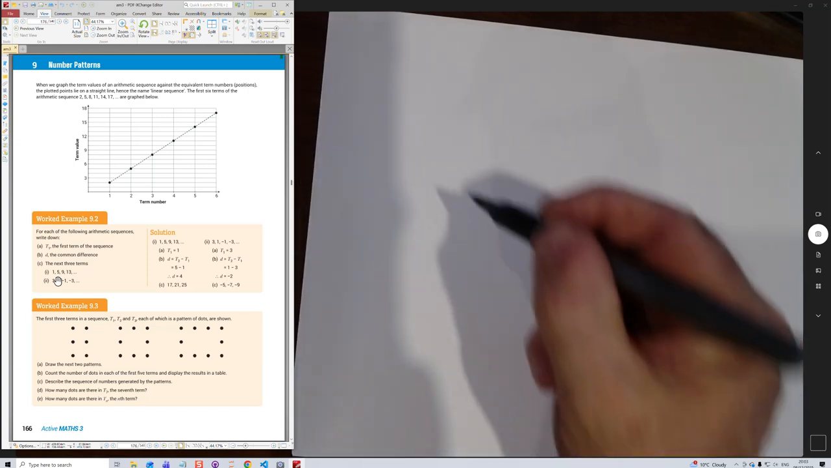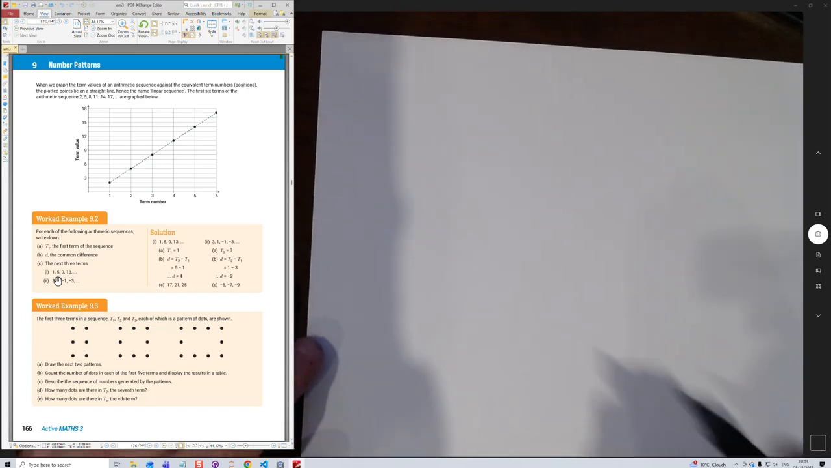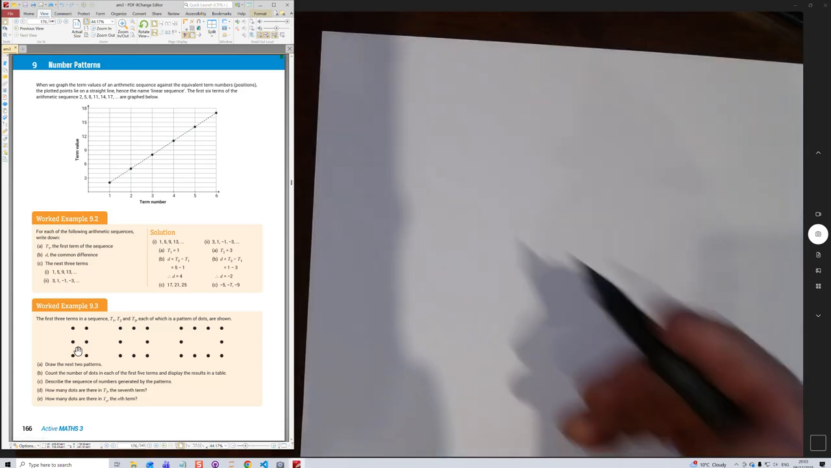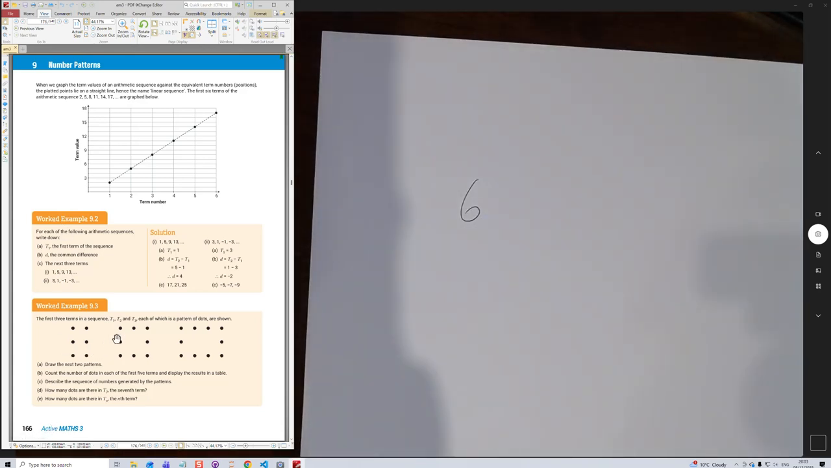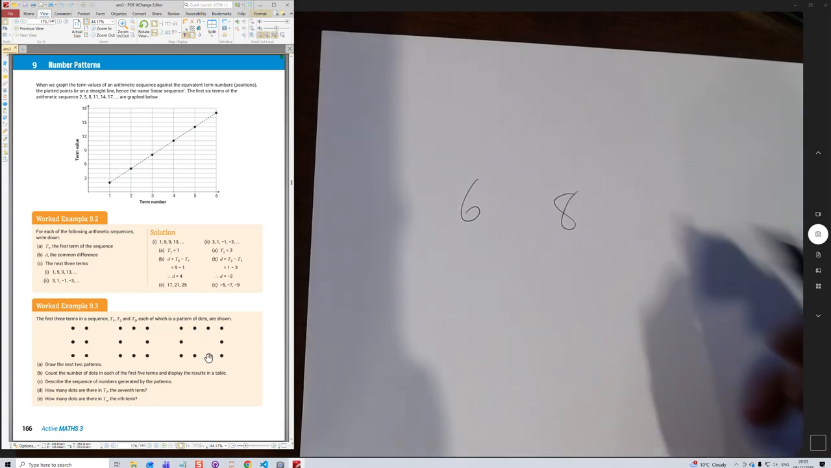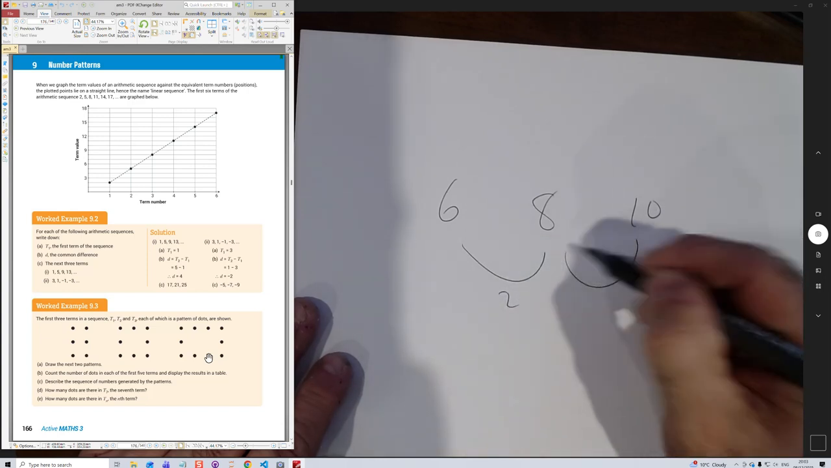Another worked example. Now, here what we're going to do is the question isn't going to give us any numbers at all. It's just going to give us the pattern. So we can clearly see this here is 6. This here is the original 6, but we're adding on 2 and add on 2 again. So it's our arithmetic sequence, with a 2 and a 2.